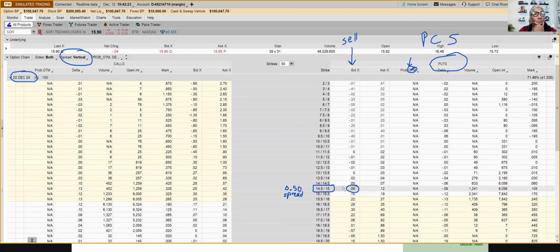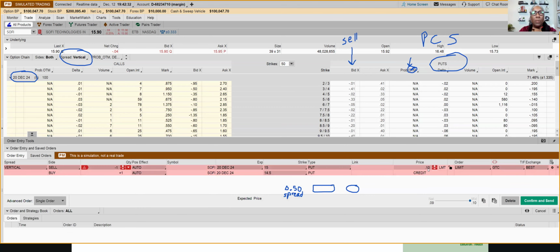Anyway, so we want this 50-cent spread, and this amount of money is 0.09. If we click on the bid column, it actually comes up with a little more money for us. It says that you're going to take in $10 for this spread. This is the amount of premiums you're taking in.